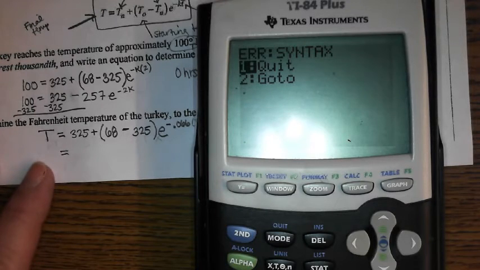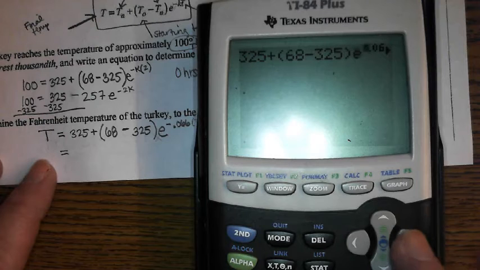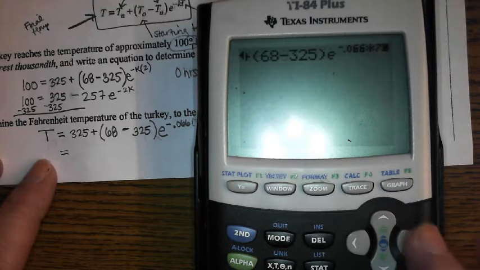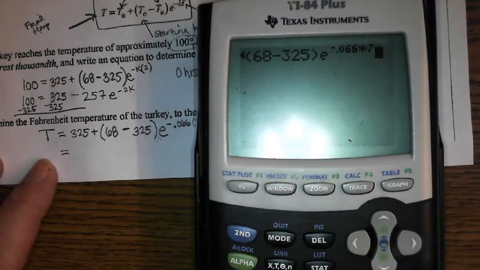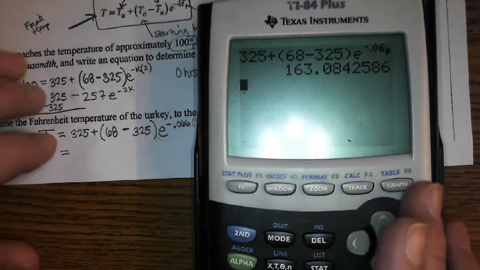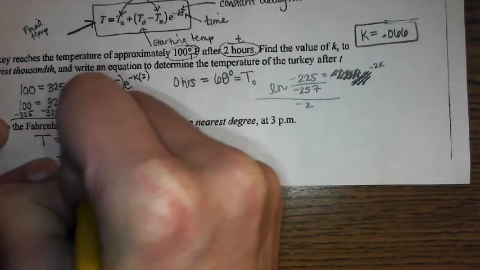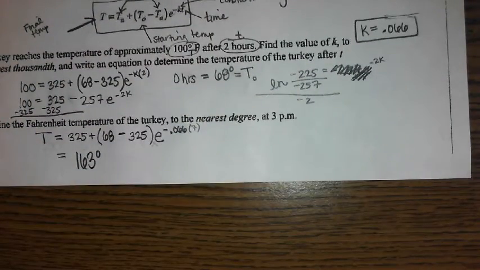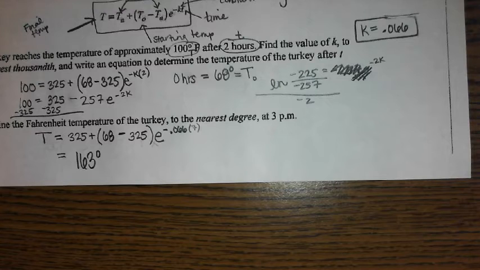Oh gosh, I accidentally hit another button. Negative 0.066 times 7, I hit a plus. Enter. 163 degrees. So I would assume the internal temperature of the turkey is 163 degrees.